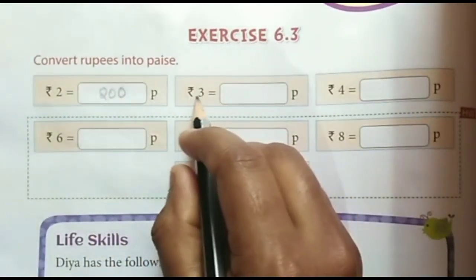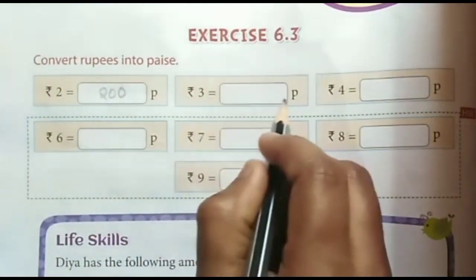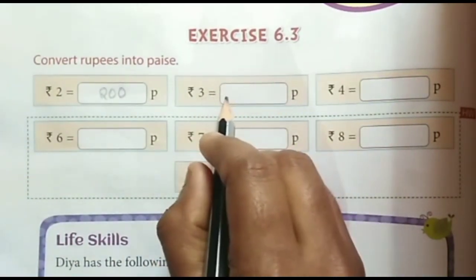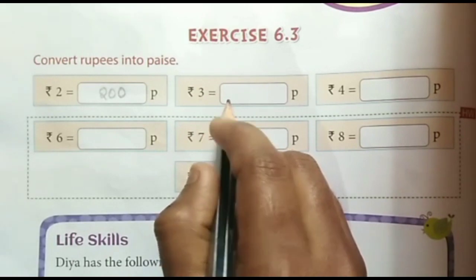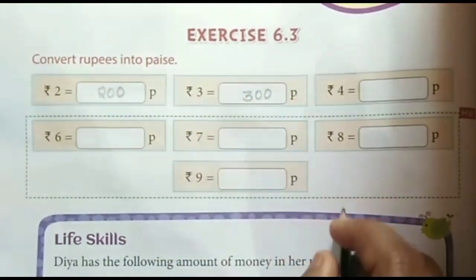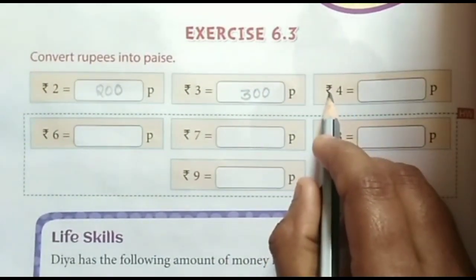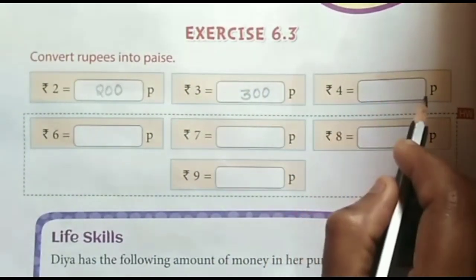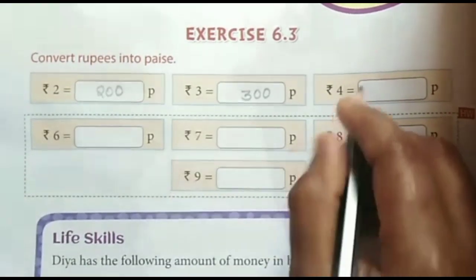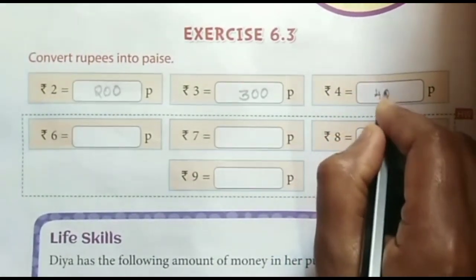Next is 3 rupees. To convert 3 rupees into paise, we should multiply the number 3 by 100. So 3 into 100, the answer is, yes, 300 paise. Right, 300 paise is given here. Next question, 4 rupees. To convert 4 rupees into paise, we should multiply the number 4 by 100. So 4 into 100, the answer is, yes, 400 paise.